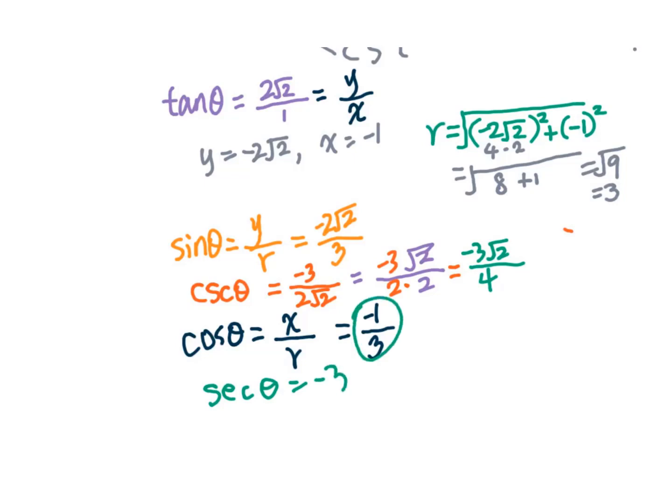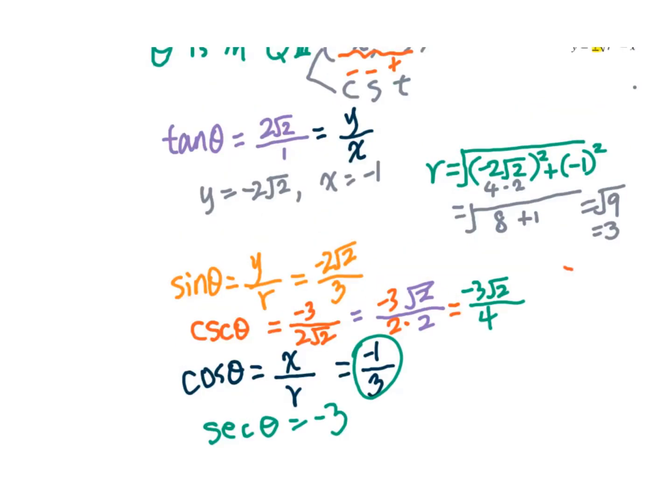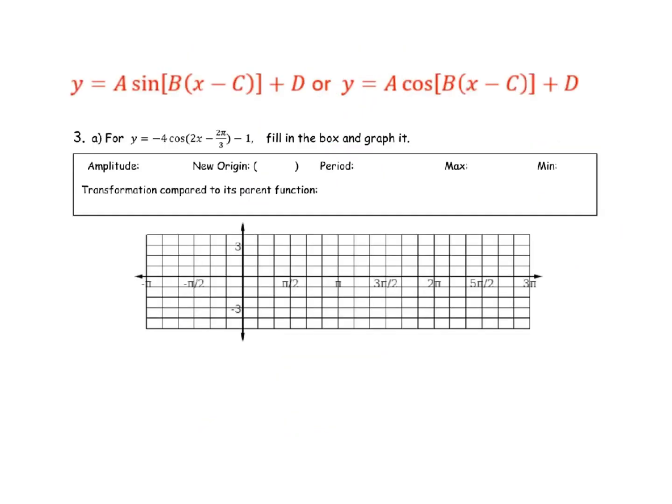That is negative 3. Now let's check the sign. We got the positive for tangent, and sine, cosine are negative. Tangent is positive, we got over here. Sine, cosine both negative, then cosecant and secant are negative. That means you are on the right track. Let's go to number 3.